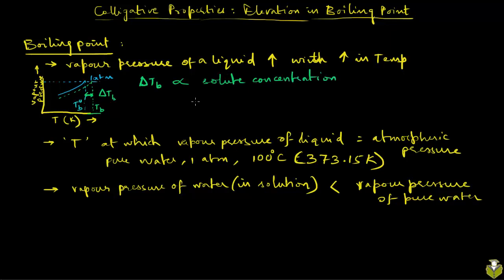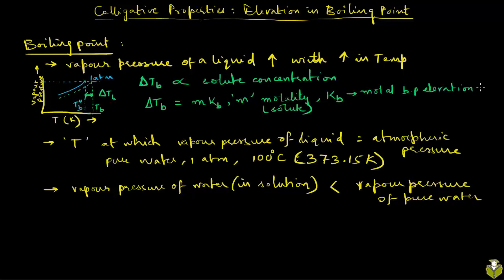So the relationship between the magnitude of increase in boiling point and the concentration can actually be expressed as delta TB equals m times Kb, where m is the solute concentration expressed as molality, this is for the solute, and Kb is obviously the proportionality constant, and it's called the molal boiling point elevation constant, nothing creative there. And this is for the solvent.